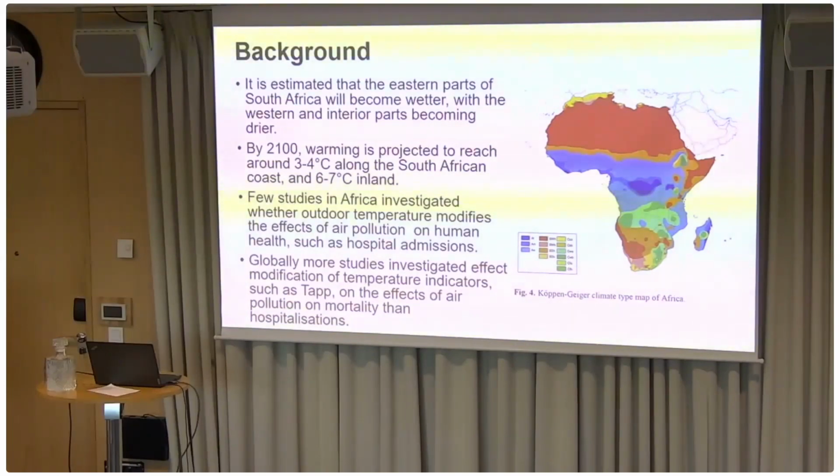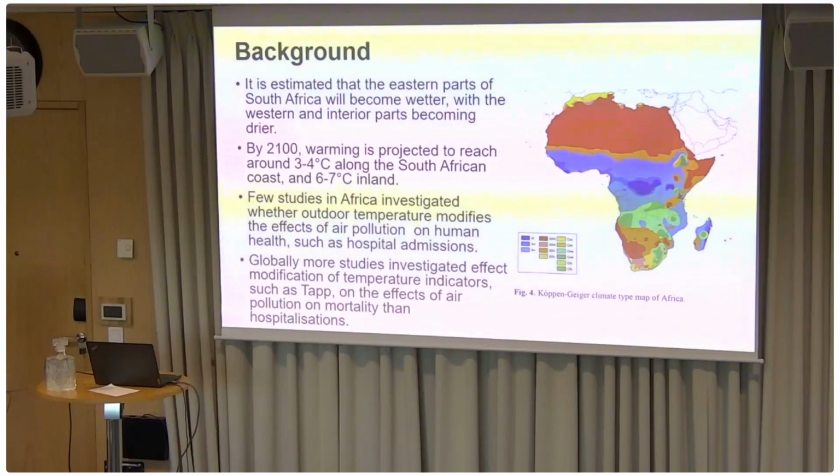But it's also projected that the eastern parts, where Johannesburg and Pretoria, the large cities, are based, will actually experience more rain, so it will become wetter. It may also lead to more infectious diseases or malaria, whereas the western part, where Cape Town is located at the bottom, will actually become drier.